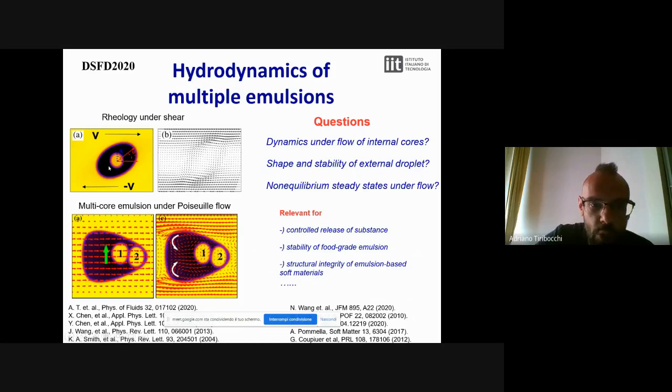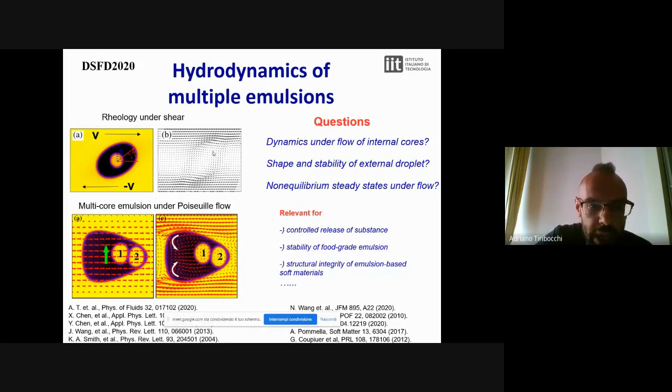Imagine, for example, a situation like this, in which we have a double emulsion or a multi-core emulsion, which is confined within two flat walls, at the top and at the bottom, and they move, the one, for example, with velocity v rightwards, and the other one with velocity minus v leftwards. So this is a typical shear experiment, in which there is a shear rate deforming the whole system, and this is a typical structure of the flow field observed within these systems.